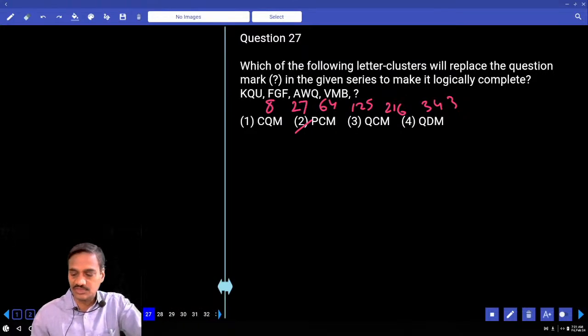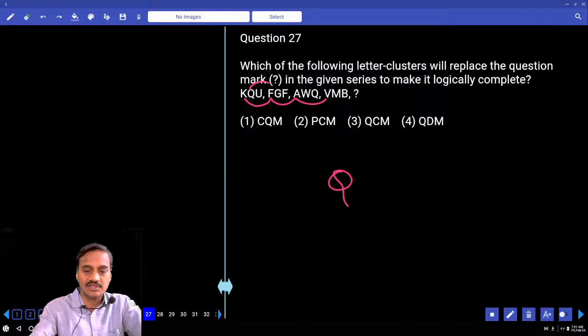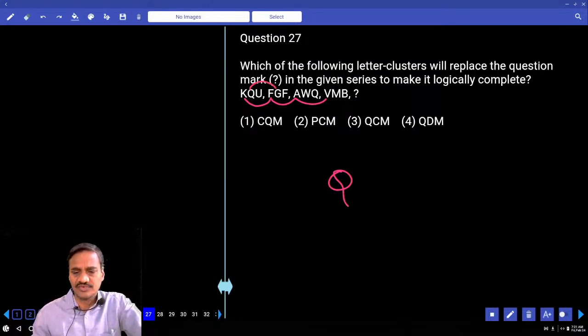Then coming to question number 27. The relation between K and F. Now K and F, what is the difference here? 11 and 6, and the difference is minus 5. Here minus 5, minus 5: 22 minus 5 is 17. The 17th letter is Q. Then coming to the second pair, Q and G. 17 and Q and G. Here we find the difference.